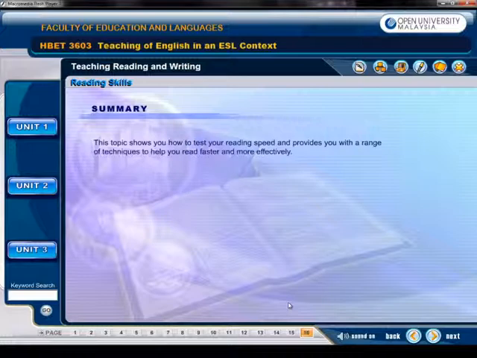This topic shows you how to test your reading speed and provides you with a range of techniques to help you read faster and more effectively.